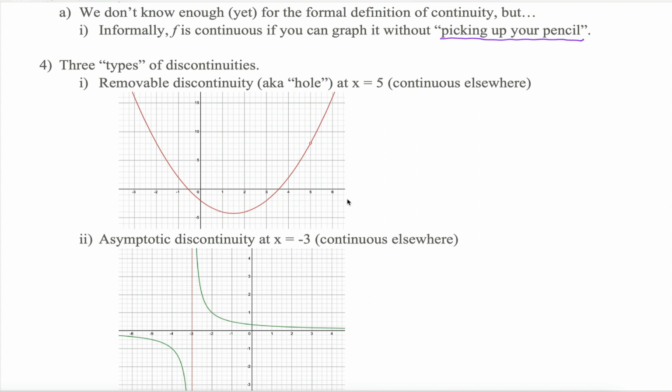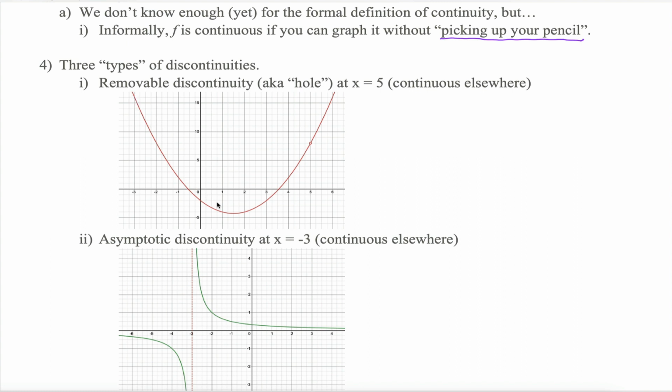We could talk about continuity on an interval. For example, I could say this graph is continuous from -1 to +3, because I can sketch the portion of the graph from -1 up to +3 without ever picking up my pencil, no problem. But if we don't specify an interval, what's assumed when we talk about continuity is that it has to be continuous on the entire domain.